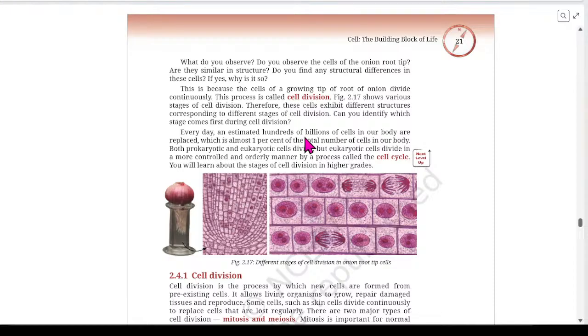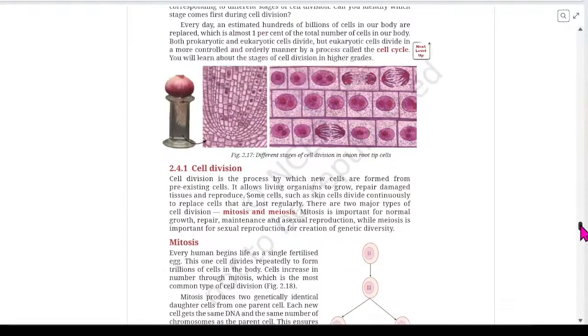Every day, an estimated hundreds of billions of cells in our body are replaced, which is almost 1% of the total number of the cells in our body. Both prokaryotic and eukaryotic cells divide, but eukaryotic cells divide in a more controlled and orderly manner by a process called cell cycle. You will learn about the stages of cell cycle in the higher grades.